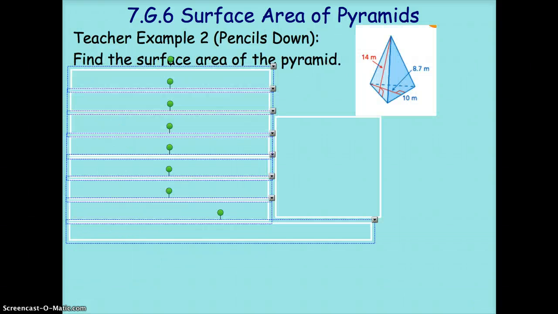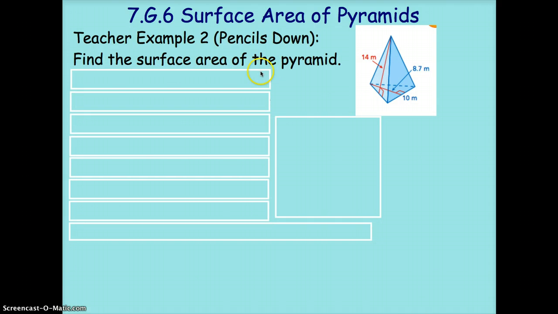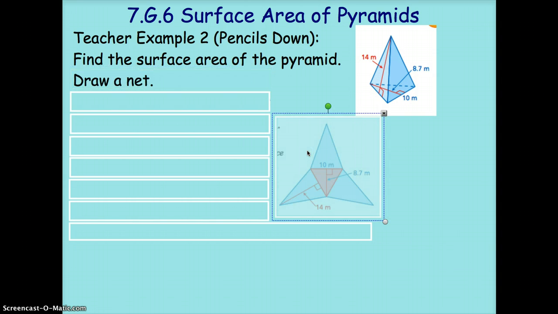Okay, let's take a look at the last teacher example 2. Find the surface area of the pyramid. Notice on this one the base is no longer a square, now it's a triangle. So I need to start by drawing the net so I can look at it, and I can say I have my triangle. So now I only have 3 faces, because remember, the faces are connected to each side of the base. So since this only has 3 sides, I can only have 3 faces.